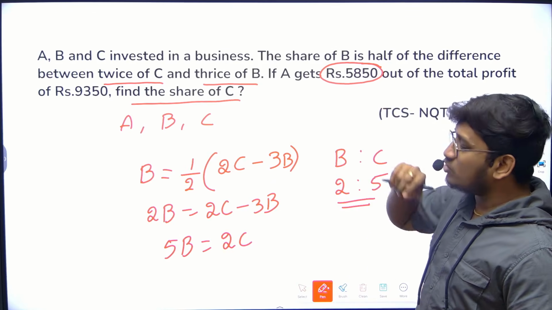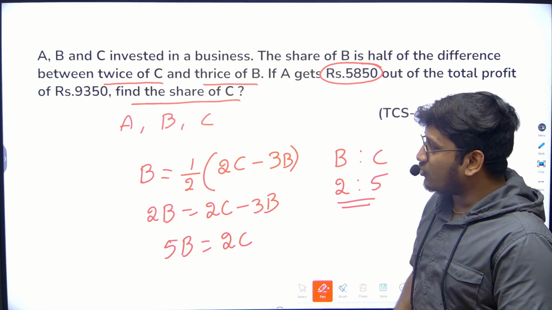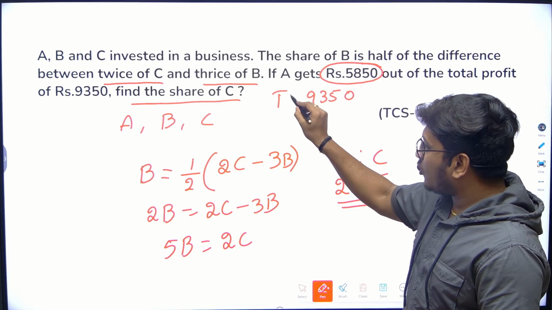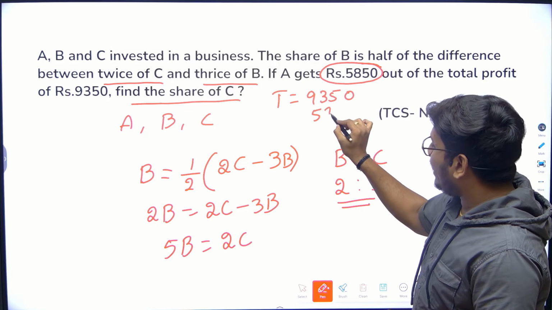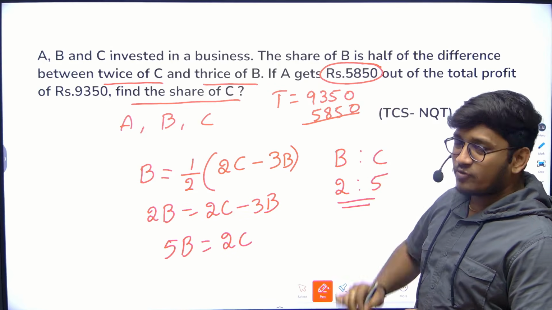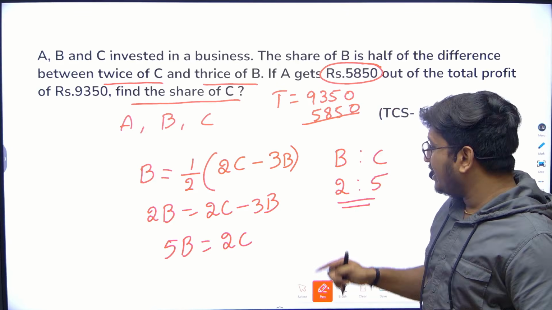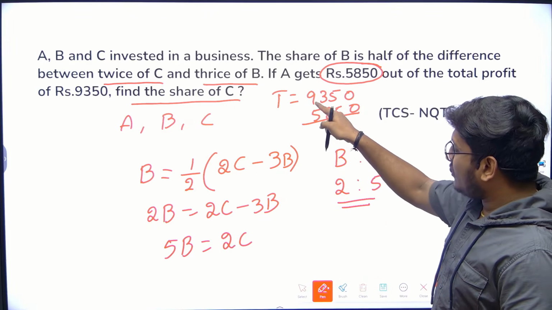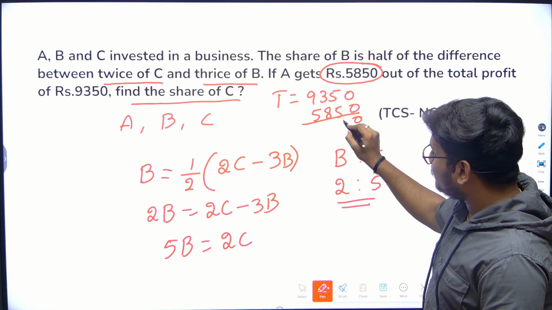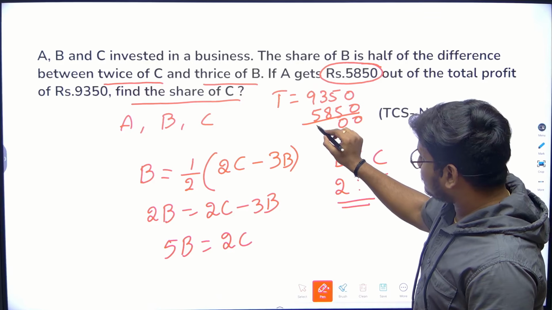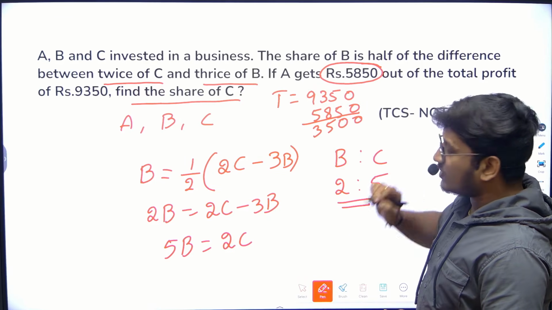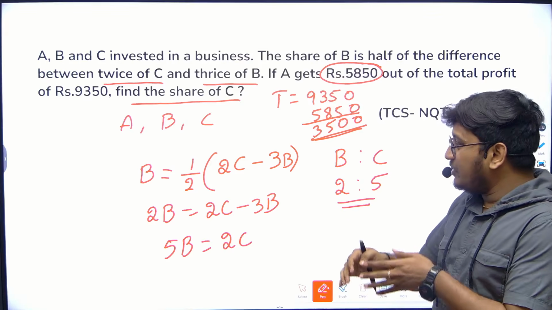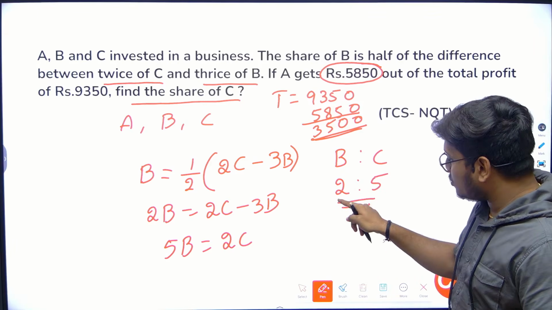Why am I not talking about A? Because we already know how much A will get out of the total profit. The total profit is 9350, and A gets 5850. So A already got this profit, and the remaining profit will be shared by B and C in the ratio 2:5. Hope you got the point, right? If I subtract, 9350 minus 5850, 8 minus 5 is 3, so 3500 is left out. This 3500 will be shared by B and C in the ratio 2:5.